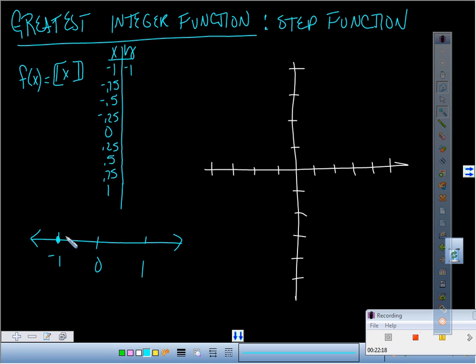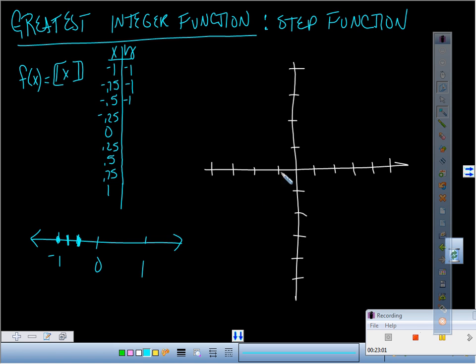Okay, here's -0.75. Right here. What's the biggest integer not bigger than -0.75? -0.75 is not an integer. It's -1. It can't be 0 because 0 is what? Bigger than it, okay? All right, here's -0.5. What's the biggest integer not bigger than -0.5? -1 again.